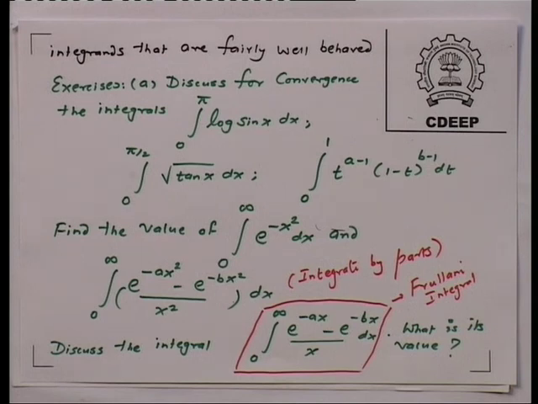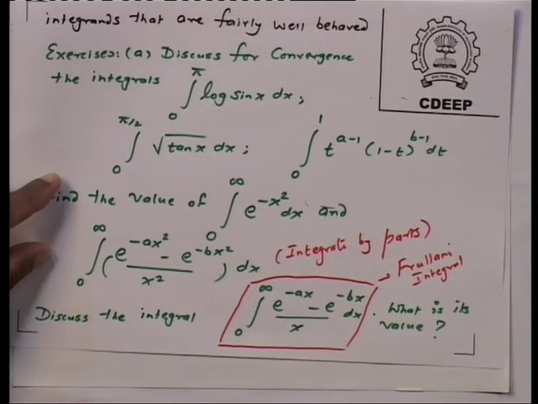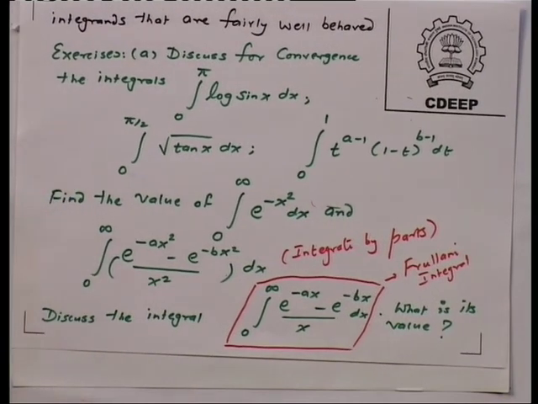So, now you have a larger store of exercises for your students, right. Oh, you want to write still some more? Which one? The last one. Integral 0 to infinity of e to the power minus ax minus e to the power minus bx upon x dx.